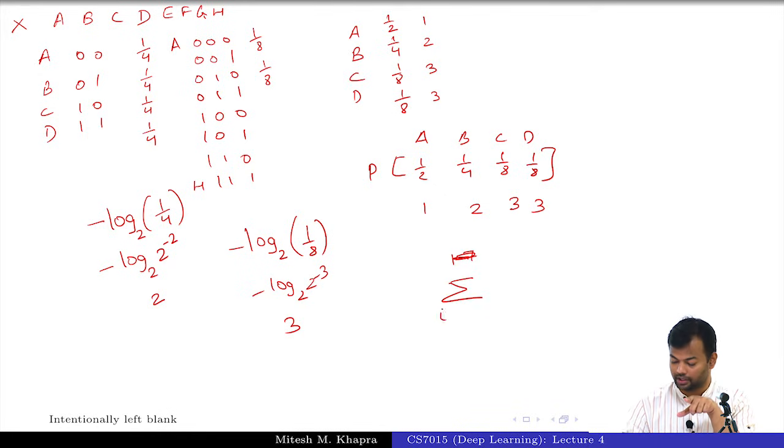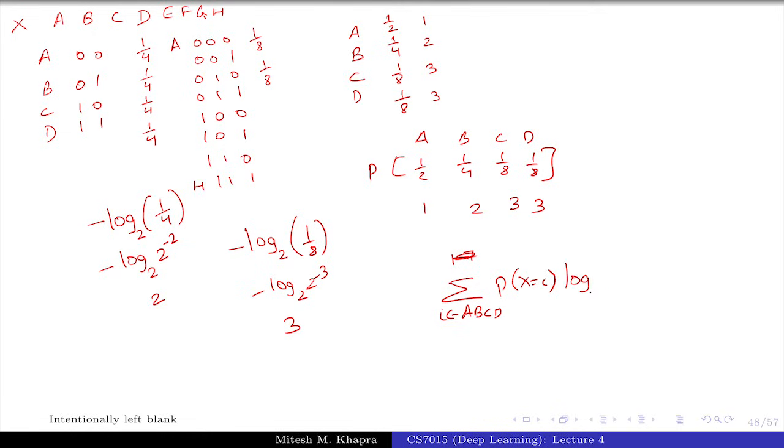Let me write it down. It would be, again, the sum over i belonging to A, B, C, D of P of x equal to i times the number of bits that you will use. So that is just equal to minus the sum of P of x equal to i times log to the base 2 of P of x equal to i. What is this quantity actually?